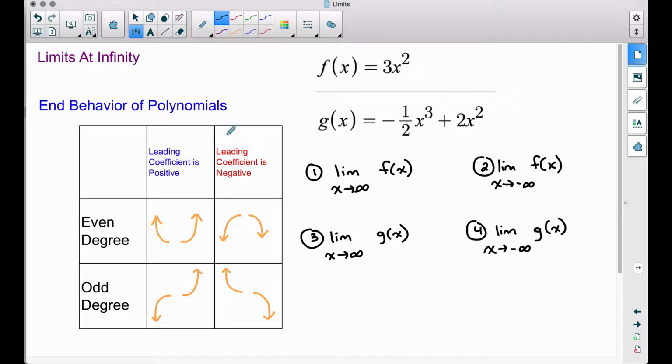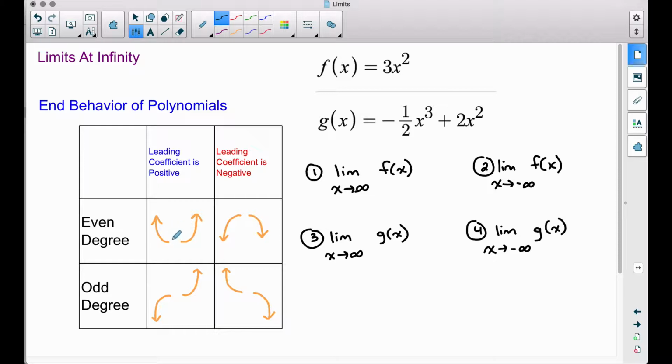Then we also have to look at the leading coefficient. The leading coefficient is going to be the number in front of that variable with the biggest exponent. For example here, 3 is the leading coefficient. It's positive. So the way we use this table here is we said, okay, we got an even degree, we got a positive leading coefficient, so we're talking about this little spot right here, even degree, positive leading coefficient.